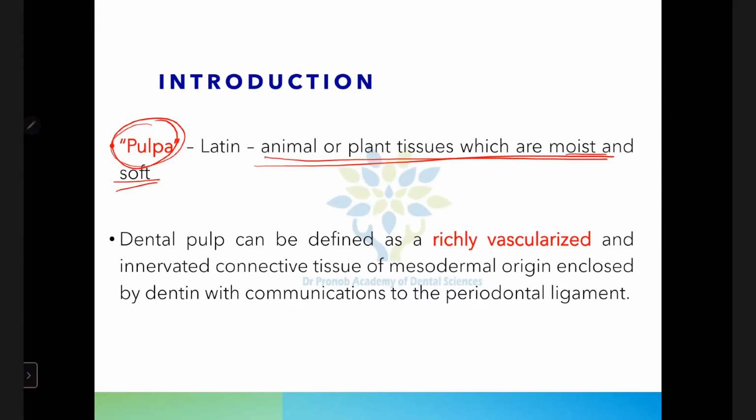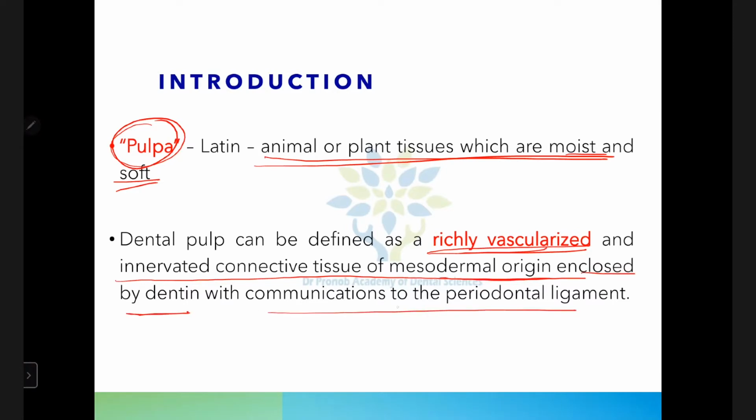Next, dental pulp can be defined as a richly vascularized and innervated connective tissue of mesodermal origin that is enclosed by dentine with communications to the periodontal ligament. If you observe a tooth like this, we all know that on the crown the outer layer is enamel. Inside we have dentine. Later we have the pulp. Whereas on the root aspect, the outer one is the cementum. Next we have the dentine. Again we have the pulp. So the pulp is enclosed by the dentine, and this pulp has communications with the periodontal ligament.